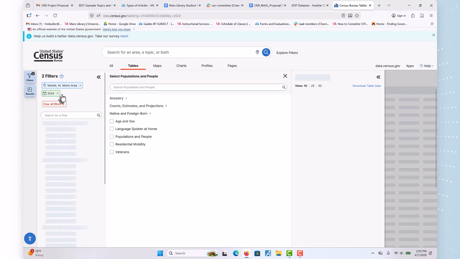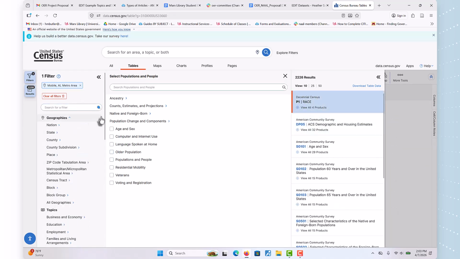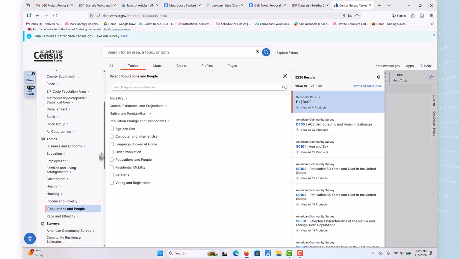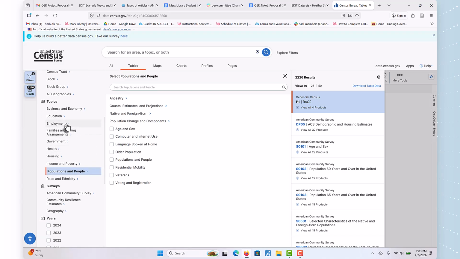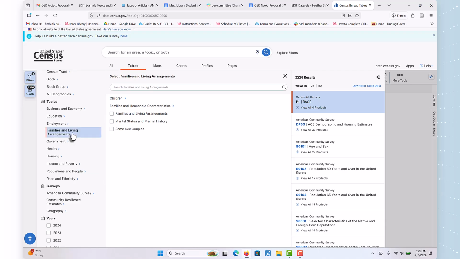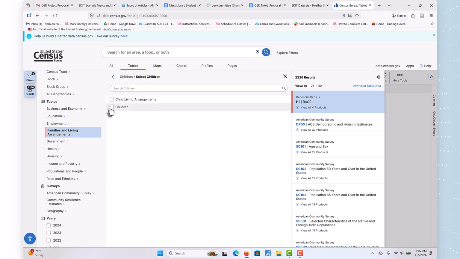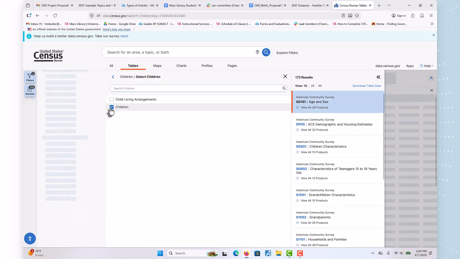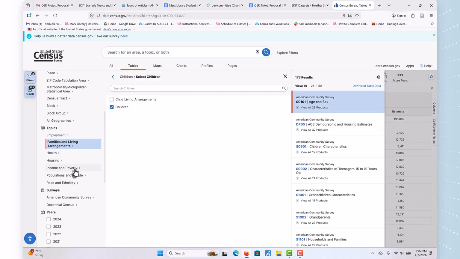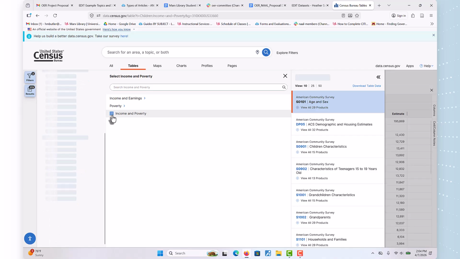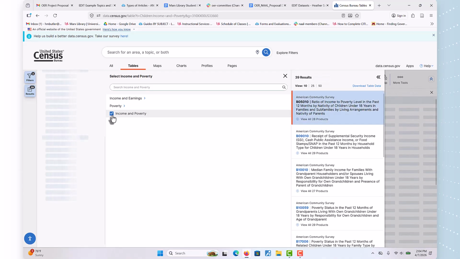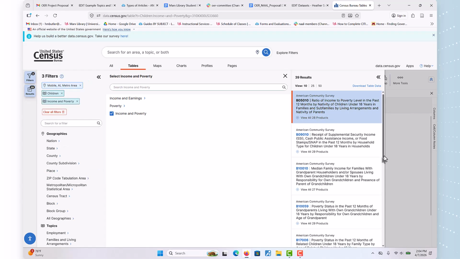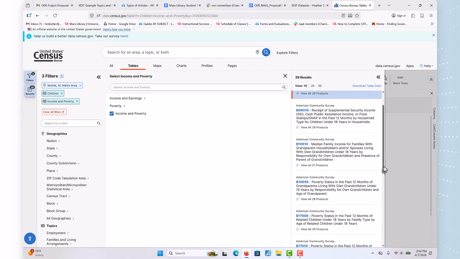I can do a different search now to find different information. This is going to be practice for how you can put two different topics together to search. So for us, let's look at information about children. And then let's also see about income and poverty. So we have done searches where we want a survey that is about Mobile, Alabama, and includes information about children and about poverty, or income and poverty. And here's our options of different surveys that we can look at.